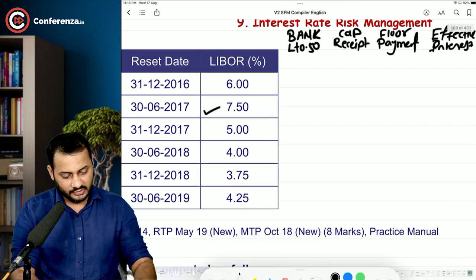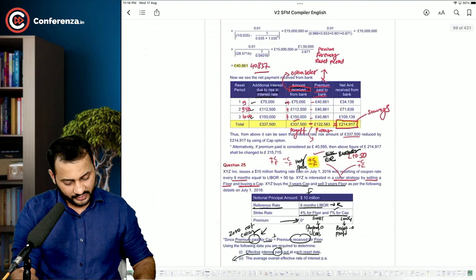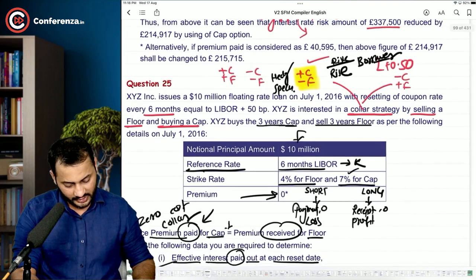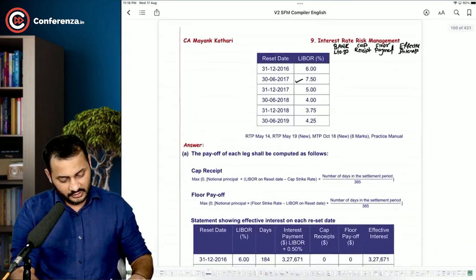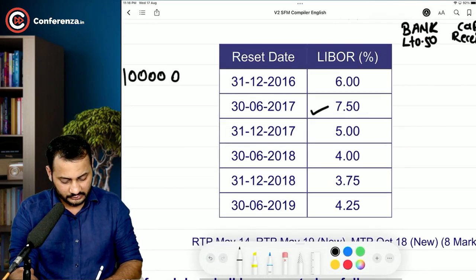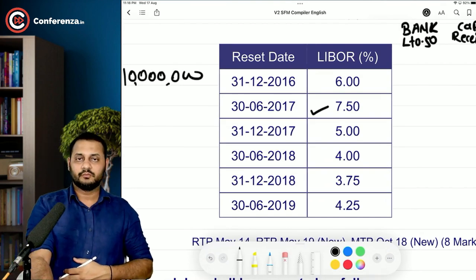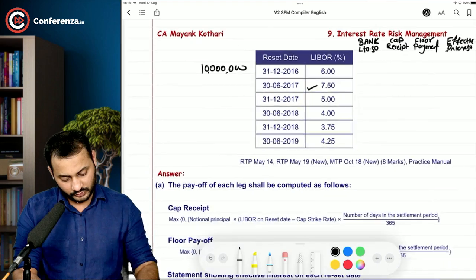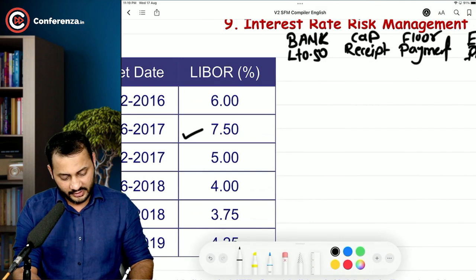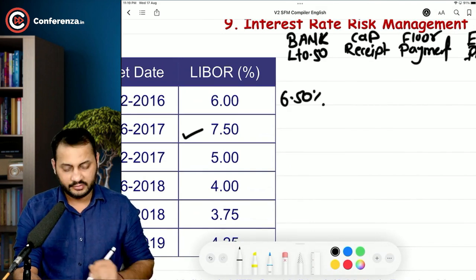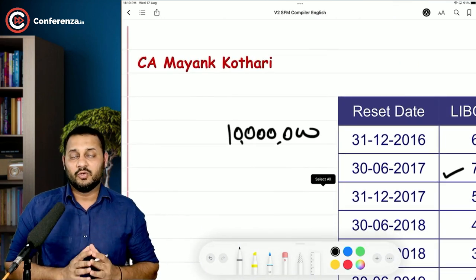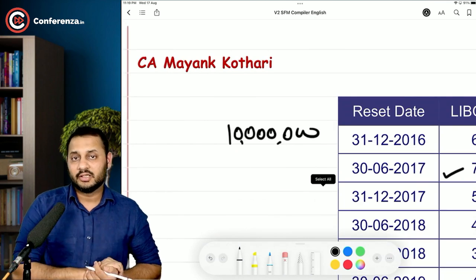Now understand, the notional principal amount is 10 million. Okay. So you will do all the calculations on 10 million. Now, on 31st December 2016, 6% was the LIBOR. So what will be the interest payment? 6.5%. Am I right? 6.5 on 10 million. Now, there is one important thing that you need to understand.